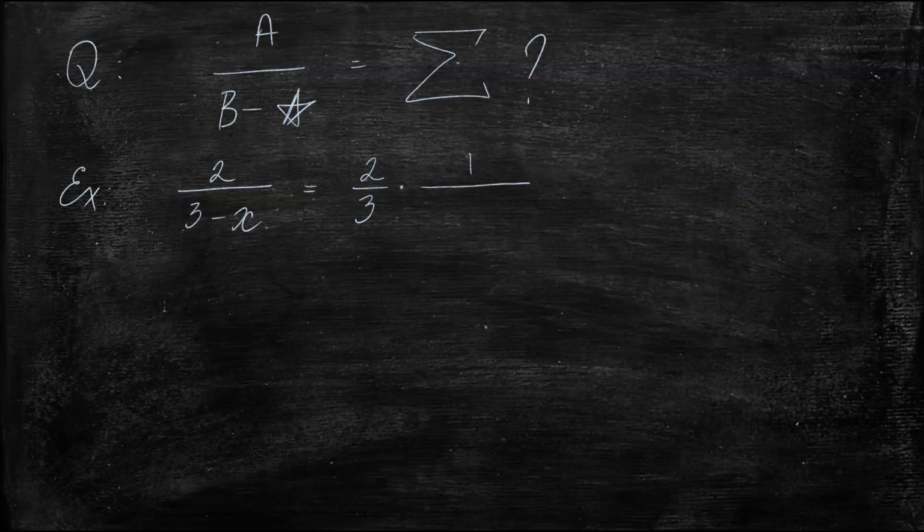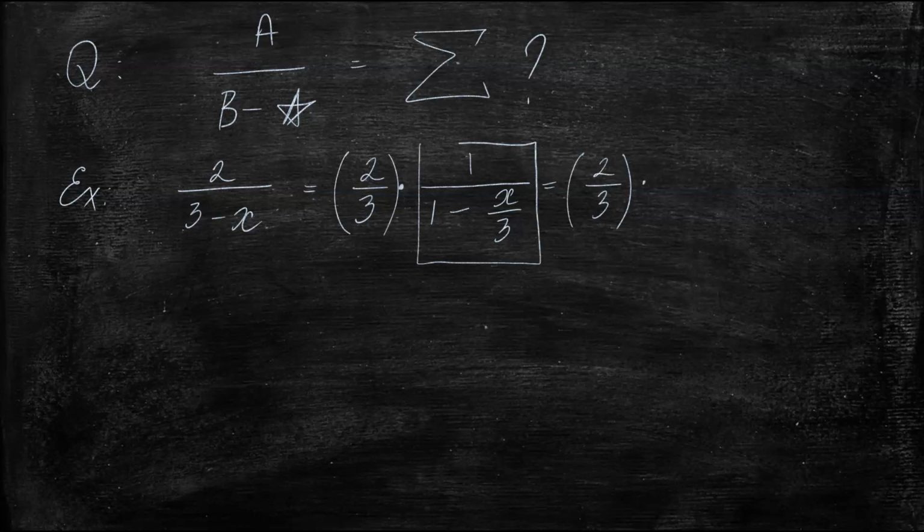So 2 from the numerator leaves us with 1, 3 from the denominator leaves us with 1 minus, and when you take out 3 from the denominator, you have to divide x by 3 as well. So now we don't have to really worry about the 2/3. It's out of the picture, and we only have to worry about now this.